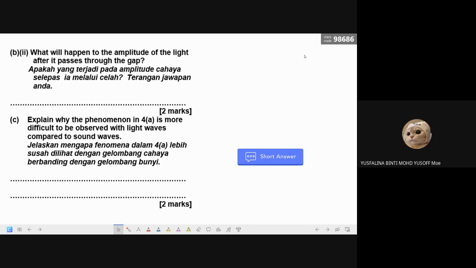Okay, you can give the answer. Just type B3, what is your answer? C, what is your answer?